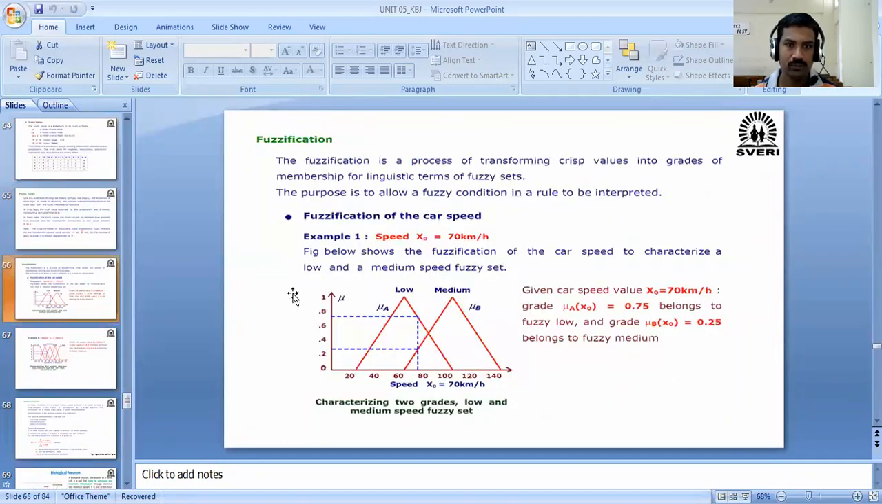Fuzzy logic, again fuzzification, we already discussed. The crisp value is converted into gray.